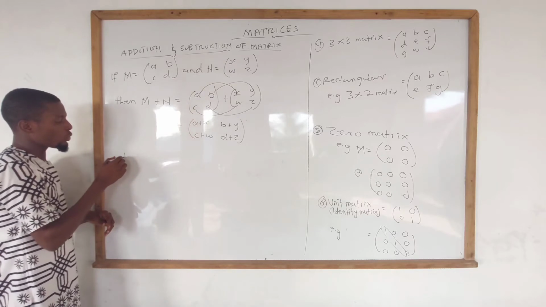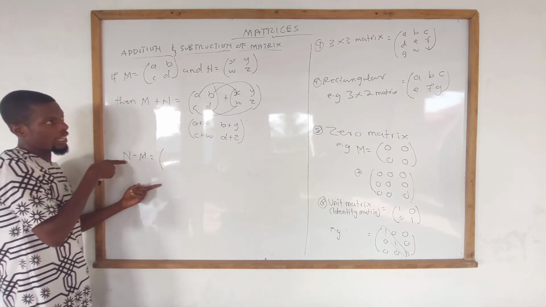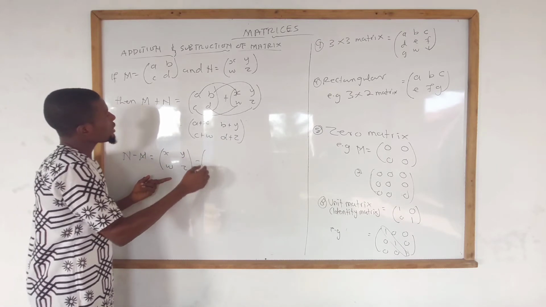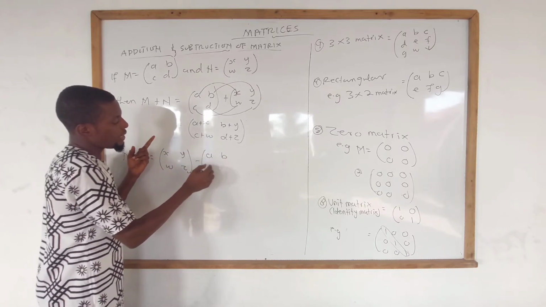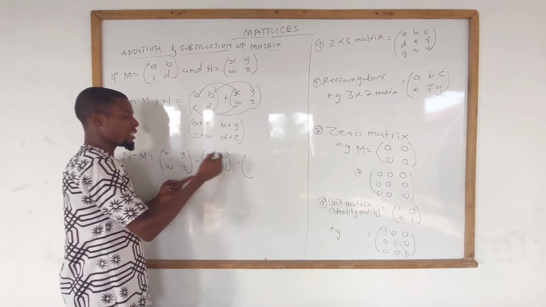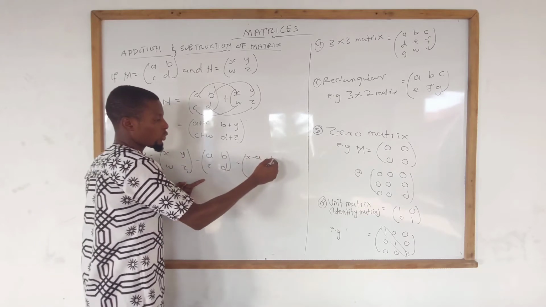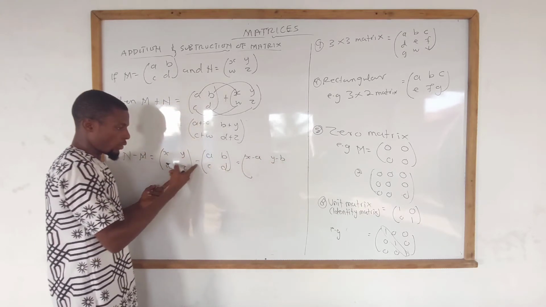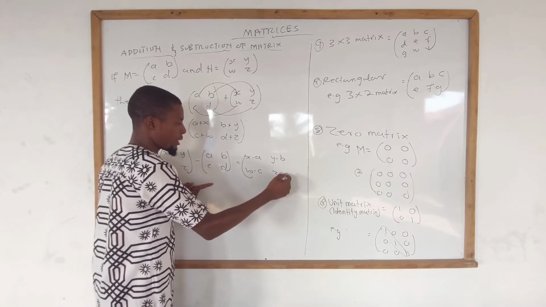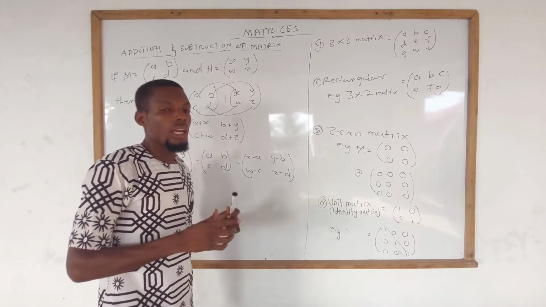Now when you are subtracting two, you follow the same precedent, nothing changes. If I want you to find N minus M, it means the elements of N, remember N first, X, Y, W, Z, minus the elements of M, A, B, C, and D. This becomes X minus A, since these are variables, then Y minus B, then W minus C, and then Z minus D. That is how we add or subtract matrices.